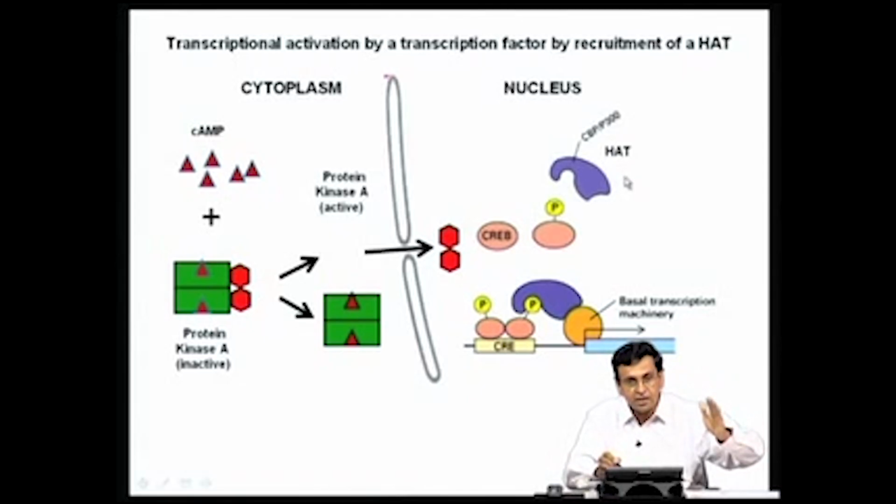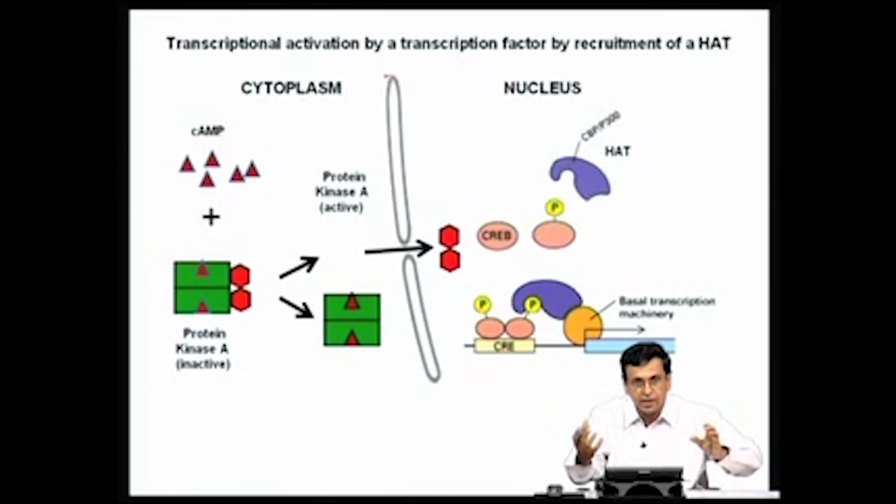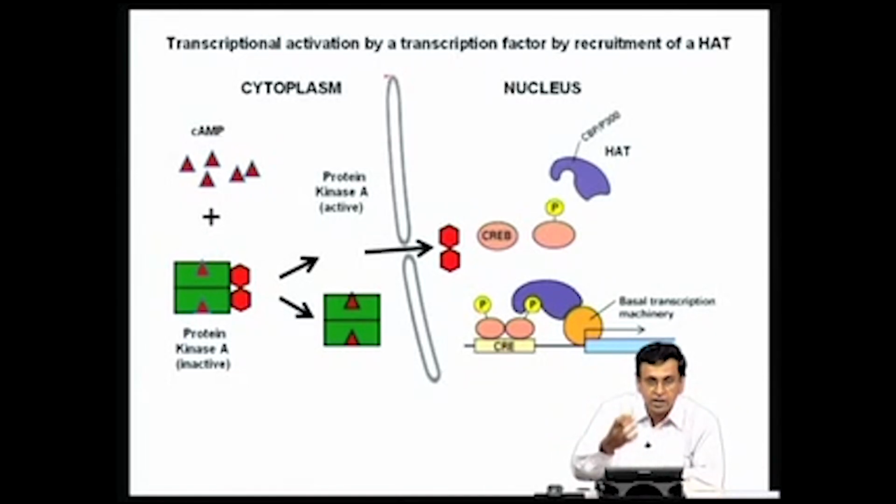Ultimately, it has resulted in the recruitment of a histone acetyltransferase leading to the activation of gene expression. So, if genes have to be activated in response to cyclic AMP, recruitment of histone acetyltransferase by phosphorylated CREB is a very important step. So, this is how a signal transduction pathway operates. This is just one example.